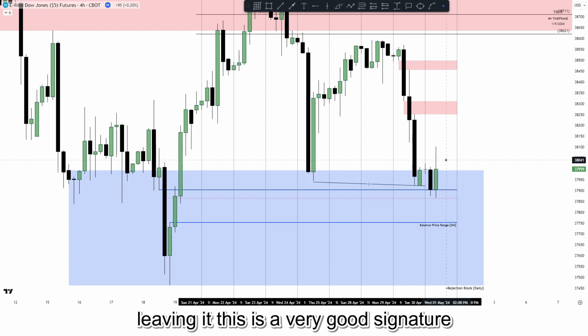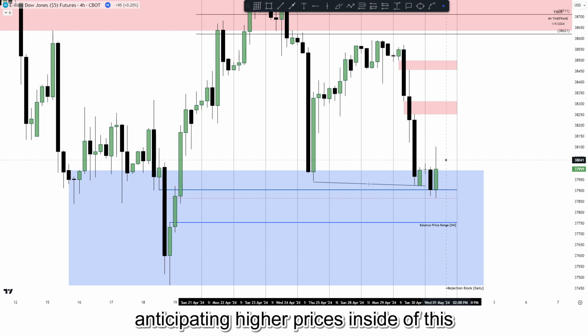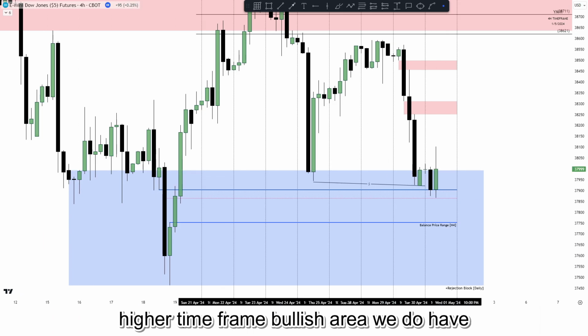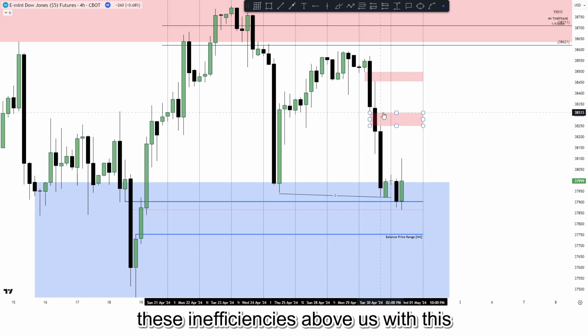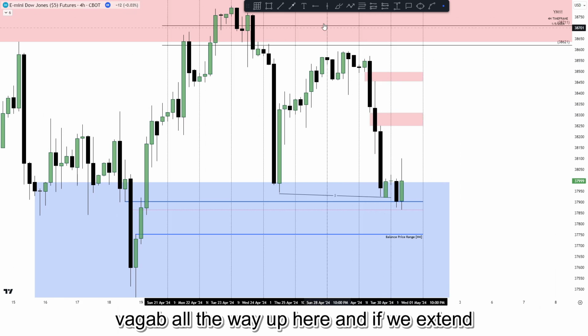This is a very good signature that we want to look for as we're anticipating higher prices inside of this higher time frame bullish area. We do have these inefficiencies above us with this bearish fair value gap as well as the bearish fair value gap all the way up here.